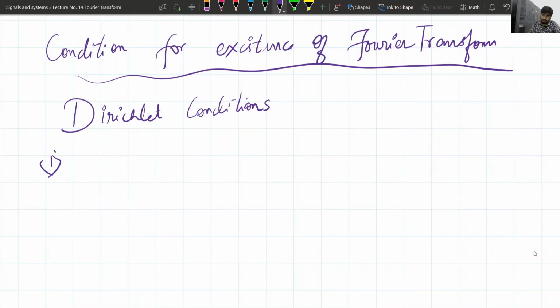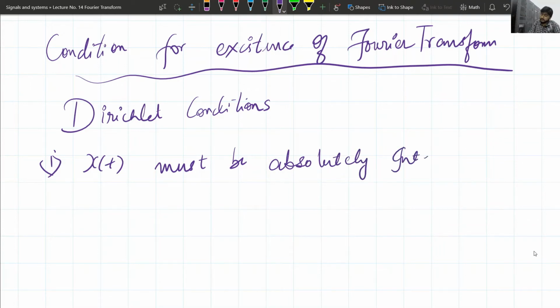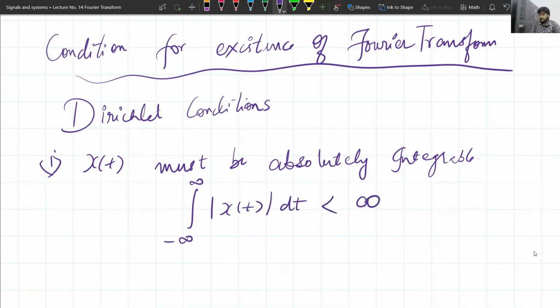First is any aperiodic signal x(t) must be absolutely integrable. That means over the whole time domain, the absolute integration of x(t) must be finite.